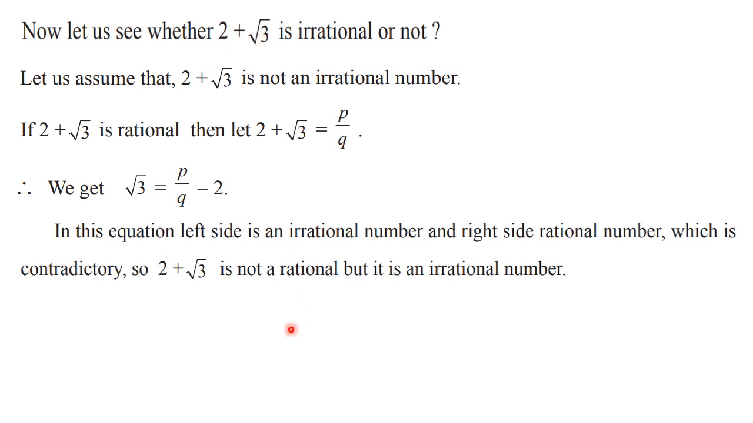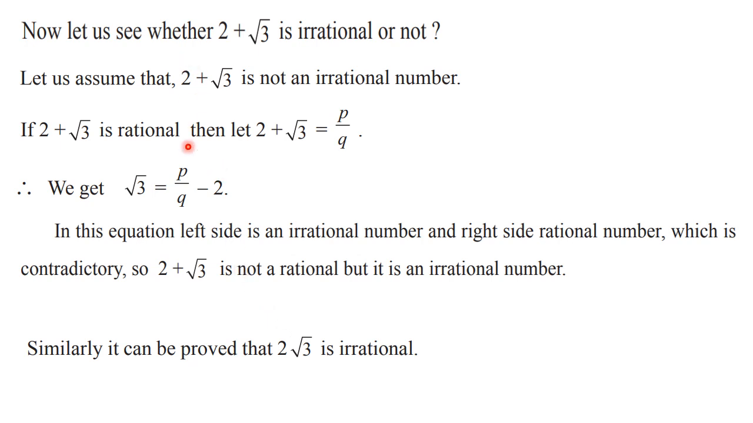So we can prove that 2 root 3 is an irrational number. Here the proof will have the same steps, but they are not proved in the textbook. Directly they have written that. Similarly, we can prove that 2 root 3 is irrational. So addition of a rational number and an irrational number is an irrational number. Similarly, multiplication of a rational number and an irrational number is an irrational number. So this you have to keep in mind. Let us go further.